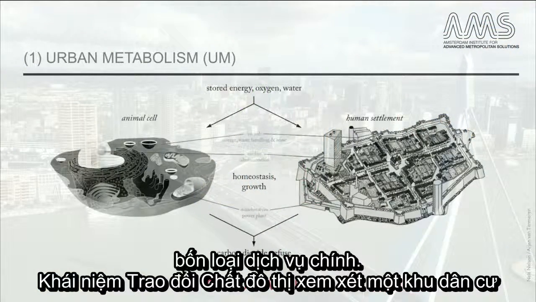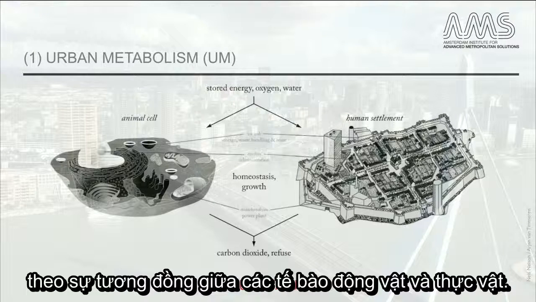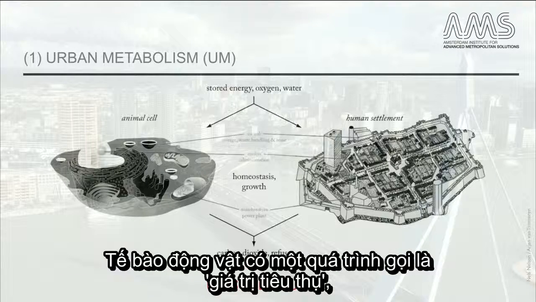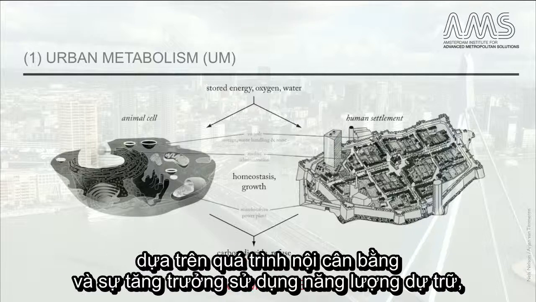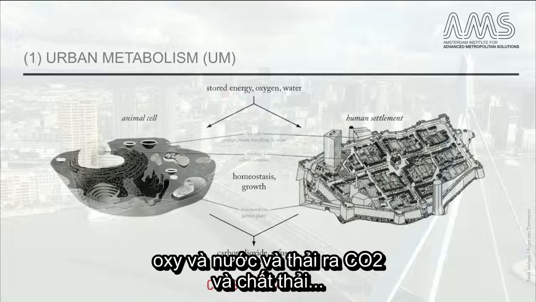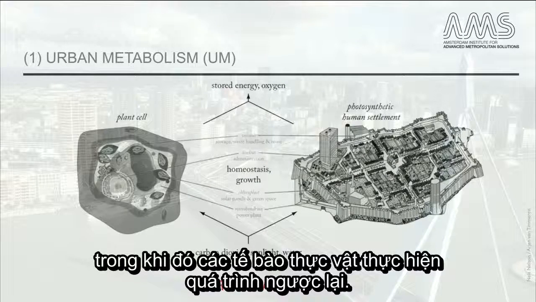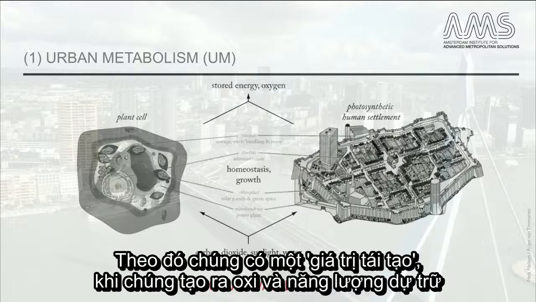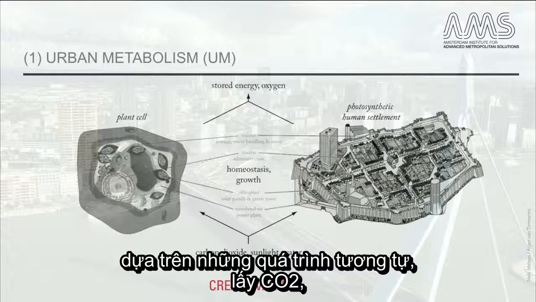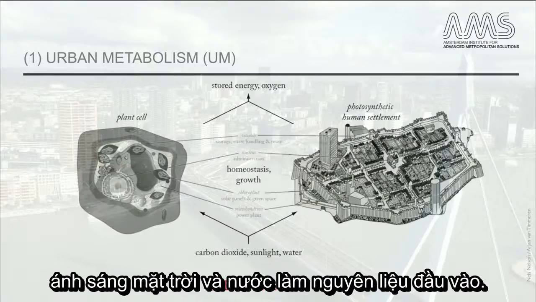The concept of urban metabolism looks at a human settlement according to the analogy of animal and plant cells. The animal cell has a so-called consume value based on the process of homeostasis and growth, with use of stored energy, oxygen and water, and production of carbon dioxide and refuse. While the plant cells, to some extent, turn this around. In this way, they have a create value, where they create oxygen and store energy based on the same kind of processes, taking carbon dioxide, sunlight and water as input.